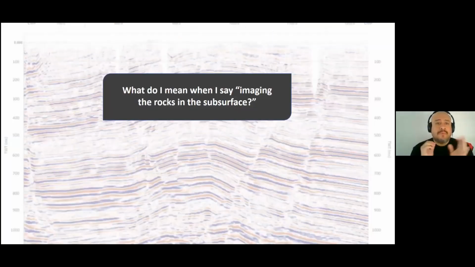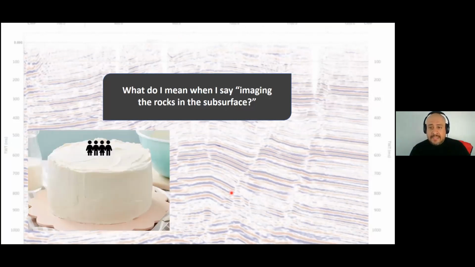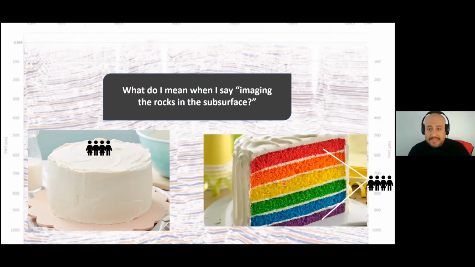But what do I mean when I say imaging the rocks in the subsurface? Okay, in the background, what you can see here in the slide is a seismic line. Imagine that you took a slice of the earth and you were looking at the cross section, right? If you struggle to visualize that, imagine that the surface of the earth is like the top of a layer sponge cake. You cannot see the layers when you are standing on the cake surface. But if I slice the cake vertically in half and look, what you can see is this, right? So this is how we look at the seismic data.